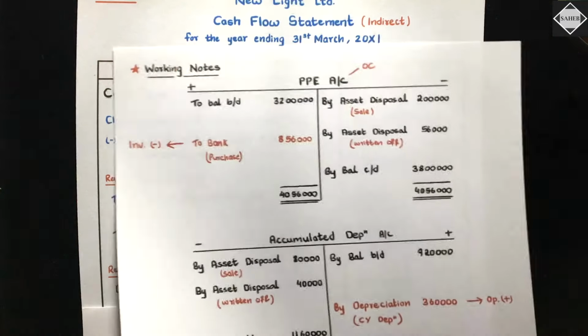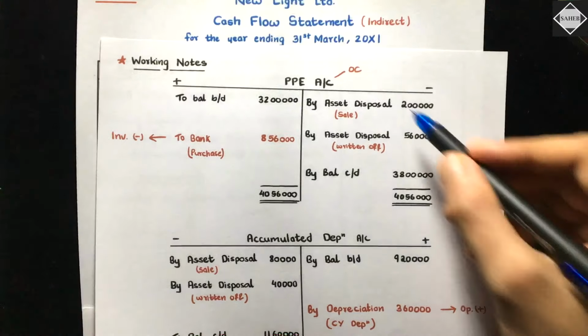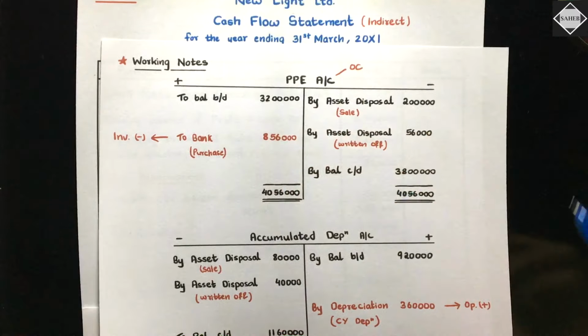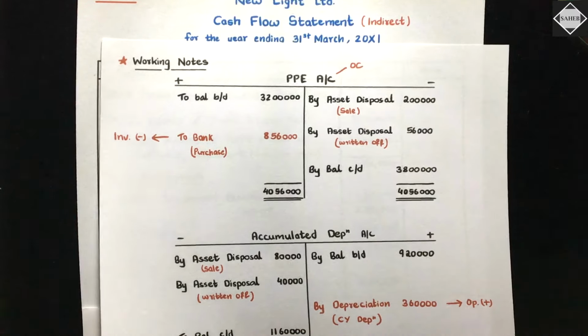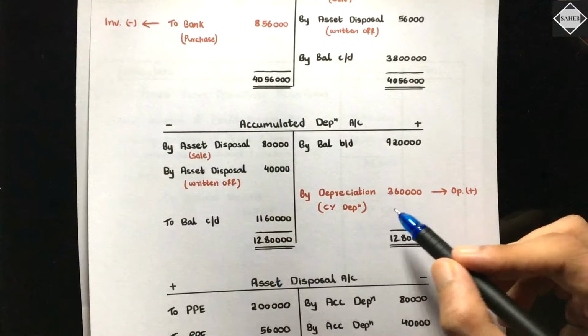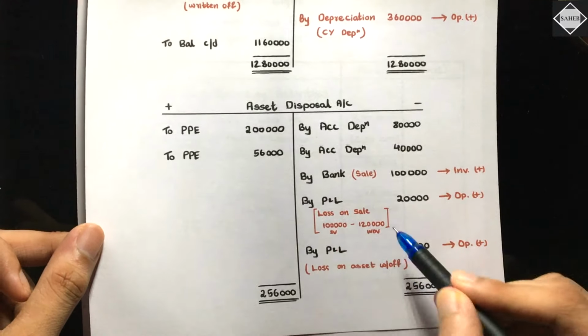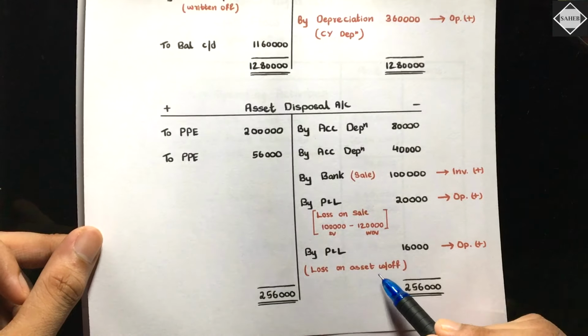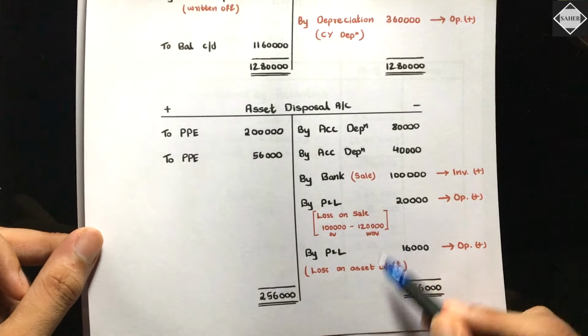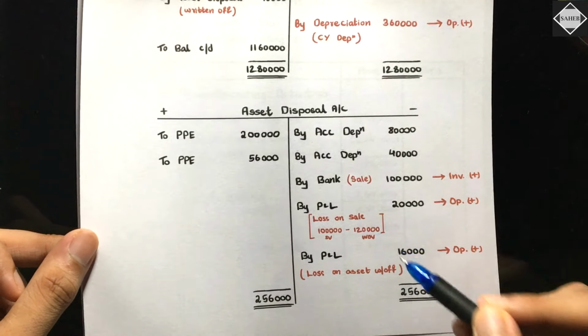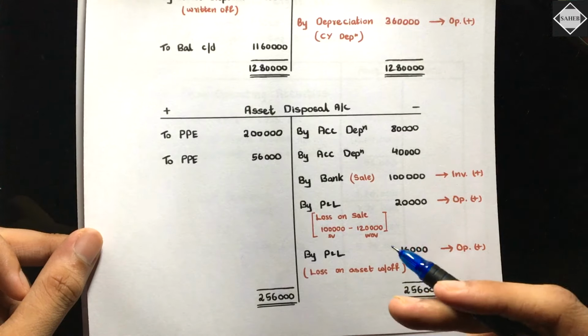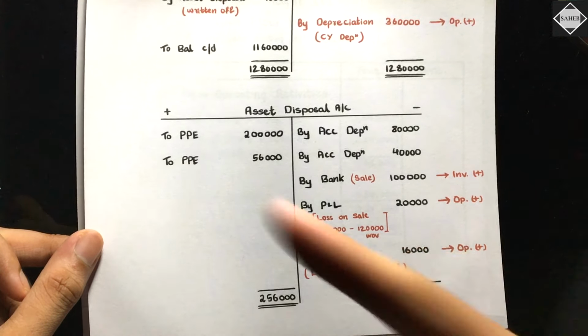After this, what else do we have? Check the ledger accounts only, right? Do we have anything non-cash or non-operating over here? In PP, no. In accumulated depreciation, we took that. In asset disposal, yes. Here we have loss on sale and here also we have loss on asset written off. What are these? Both of these are non-operating expenses that are sitting in the P&L.